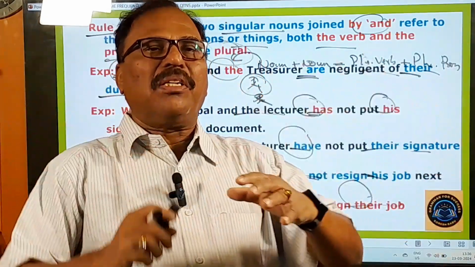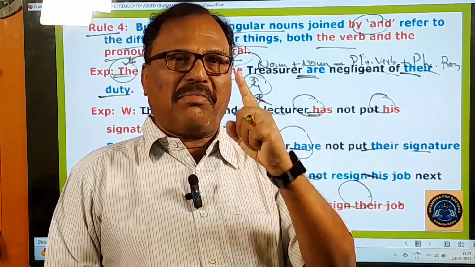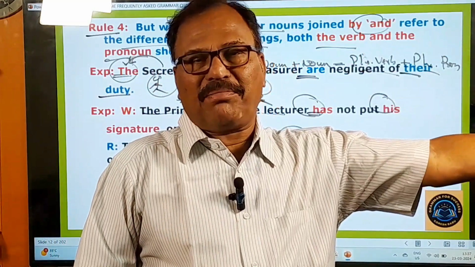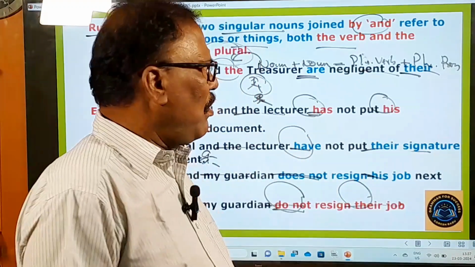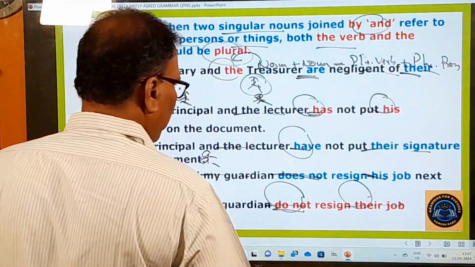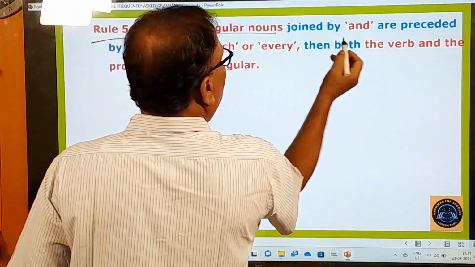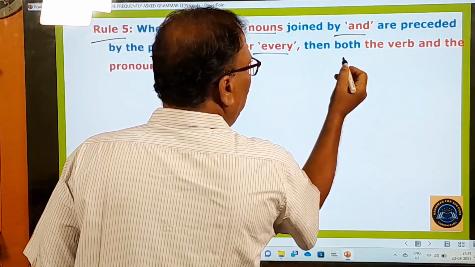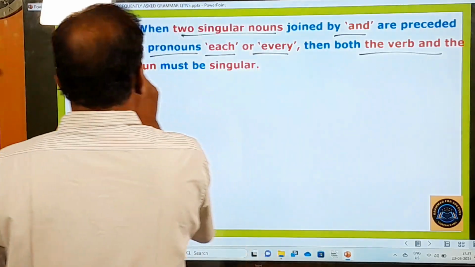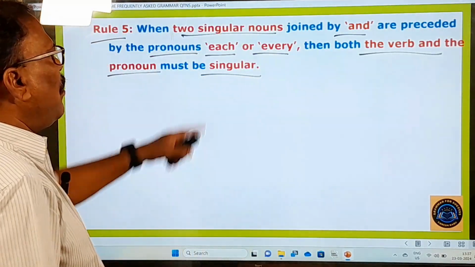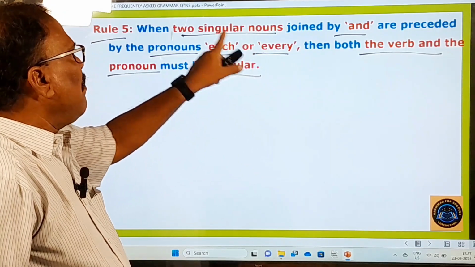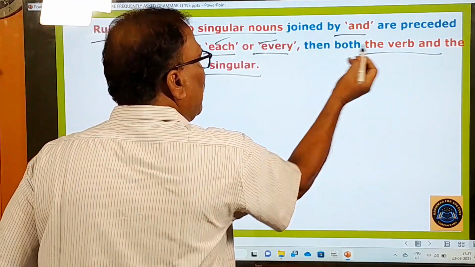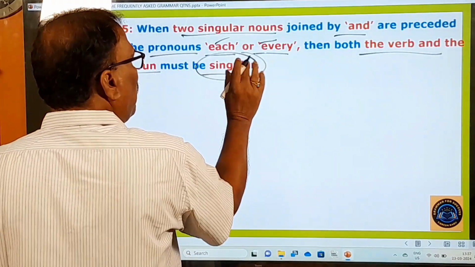When the two nouns joined by and refer to only one person or one thing, you should use only a singular verb and singular pronoun after them. Okay, right. And now let's move on to the next slide. Rule 5 is there. When two singular nouns joined by and are preceded by the pronouns each and every, then both the verb and the pronoun must be singular. So each and every, these are the pronouns. Remember that?